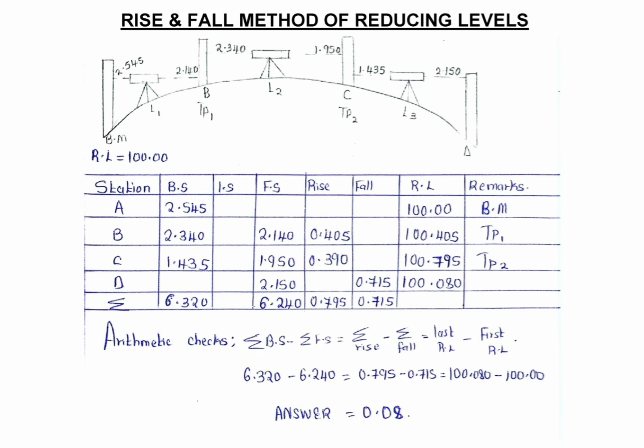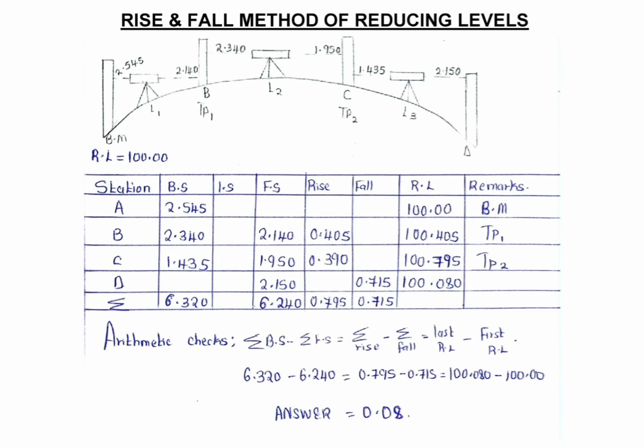The reduced level for the benchmark is always provided, it's always known. You are given that it was 100.00. To get the reduced level, when it's a rise, you add. So it's 100.00, you add the rise, which was 0.405. Then when you get your reduced level as 100.405, you add 0.390, and you get the reduced level as 100.795. Then you less 0.715, and you're going to get 100.080.